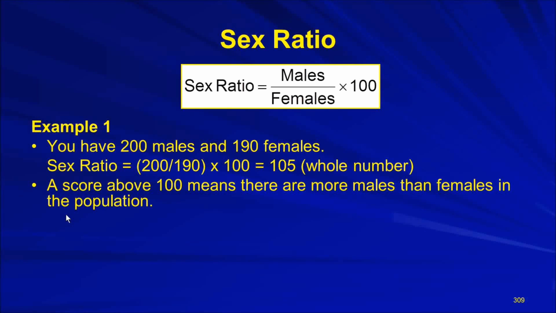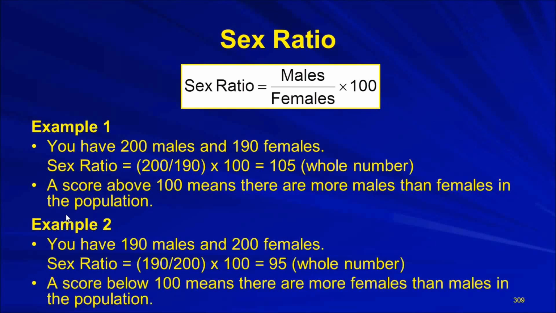If you have 200 males and 190 females, the sex ratio in this case is 105. A score above 100 means that there are more males than females in the population, and a score under 100 means there are more females than males in the population. So again, it's reported as a whole number, and I'll want to address a table with you just to talk about it.